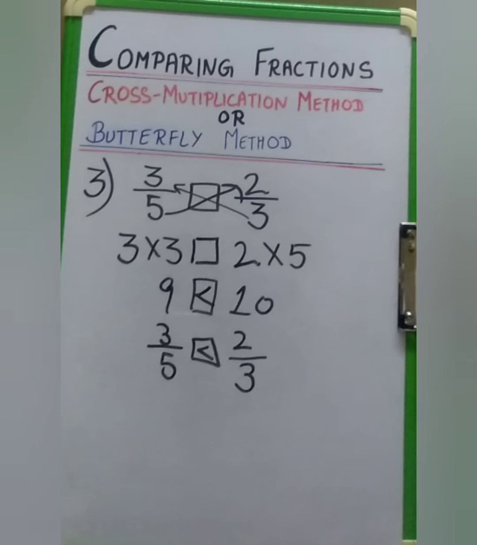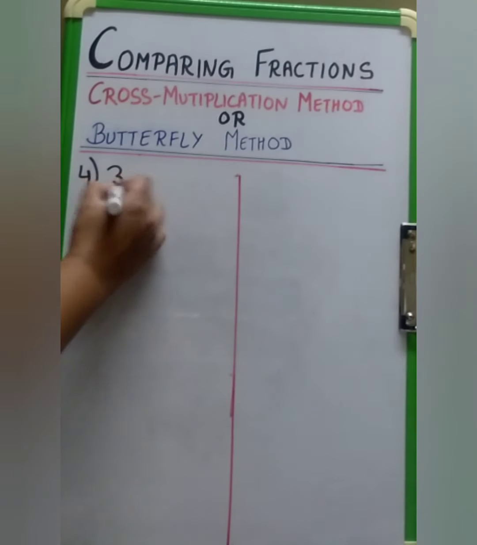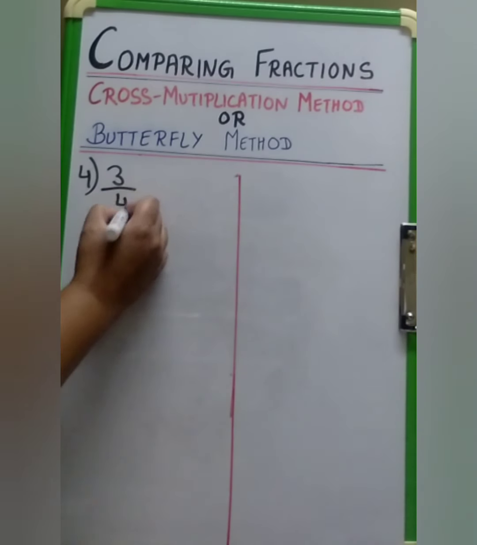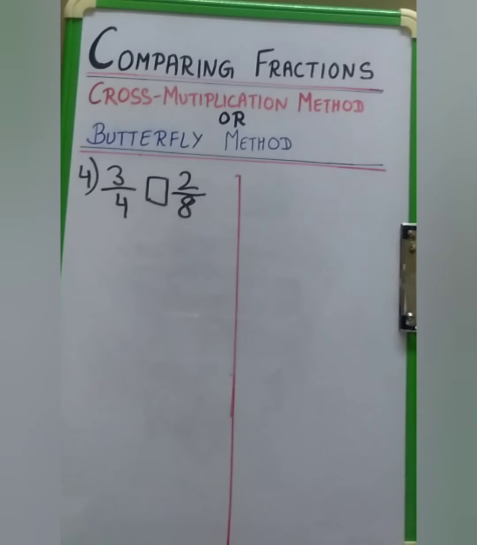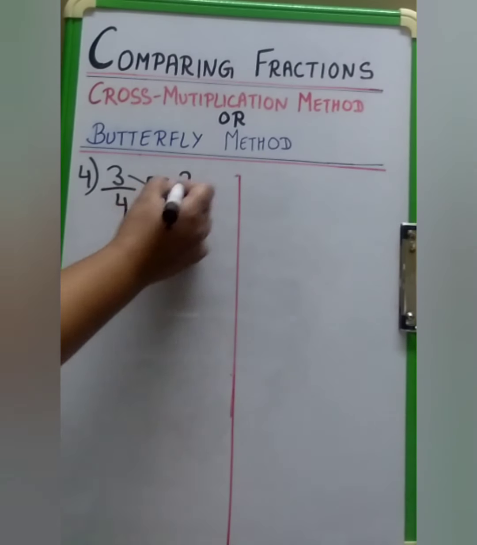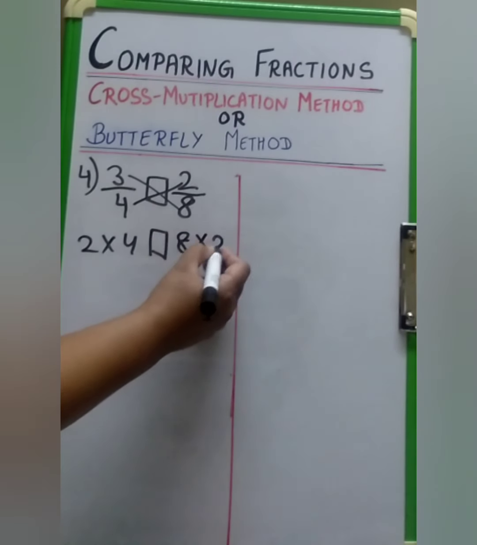Again, this is a reminder: you have to take denominators to the other side, but you have to keep numerators on the same side. Now let's discuss the fourth example. It says 3 upon 4 and I have to compare 2 upon 8. Right. So let's do the cross multiplication again. So I will do 2 into 4 and 8 into 3.